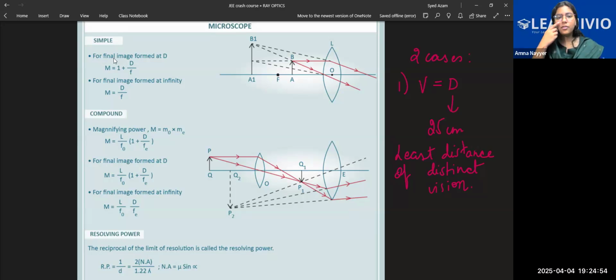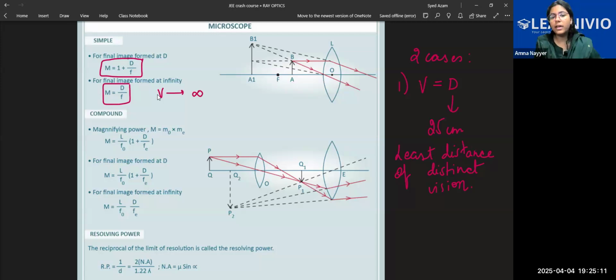Now, when the final image is formed at D, the formula of magnification is 1 plus D by F. When the final image is formed at infinity, M is equal to D by F. These are the two formulas for the simple microscope.